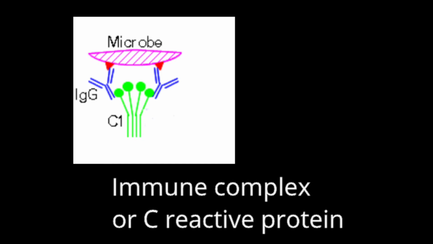Second of all, we can start to talk about the pathways. In all pathways we have a first event that begins the whole chain. In the classical pathway, the first event is the activation of protein C1q. So the binding of C1q to an immune complex, antibody bound to antigen, or to C-reactive protein. In the lectin pathway, the first event is the activation of protein MBL, mannose binding lectin, by microbial sugars.